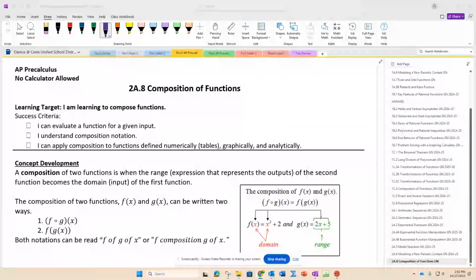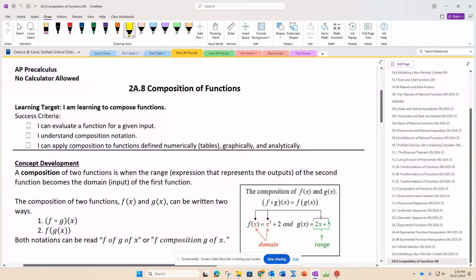This is Ms. Page, and today we are going to be talking about composition of functions, specifically with respect to exponential functions combined with another function usually given in graph or table form. So we are looking at composition of functions. So we are learning how to compose functions. And we need to be able to evaluate functions, understand our composition notation, and apply it to functions to find both numerically, which means given as a table of values, graphically and analytically, which would be like f of x equals.